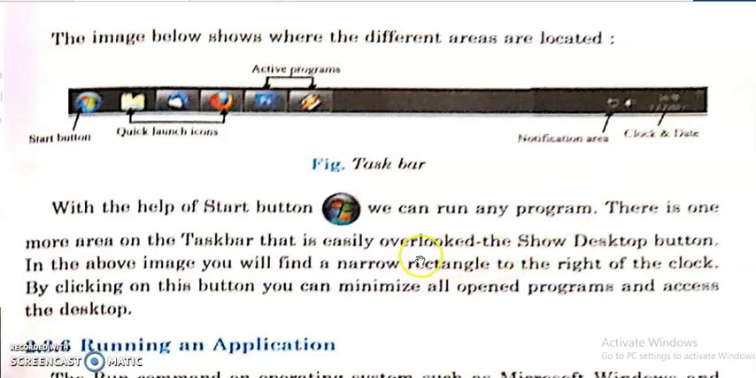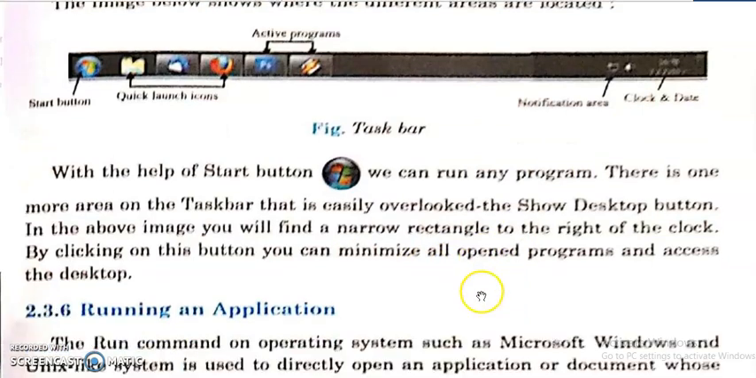So that is why this button is easily overlooked, because we cannot see it unless we look very neatly at the right corner of the taskbar. This command button is called the show desktop button. In the above image we will find a narrow rectangle to the right of the clock. So here, if you stay focused, then you will be able to see it. By clicking on this button, all the open programs will be minimized, and we can see the desktop straight away.